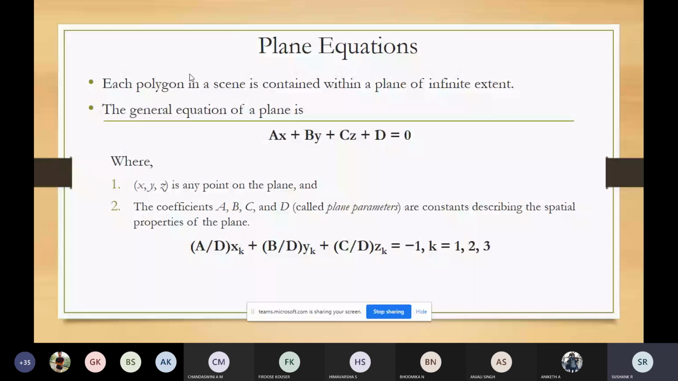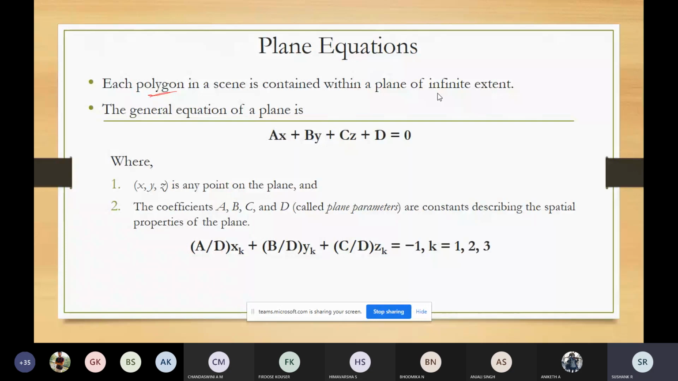So first, why are we studying the plane equation? Because each polygon in the scene is contained within a plane of infinite extent. That means each polygon can be described through this equation. So by getting the plane equation, we'll be able to characterize the polygon.